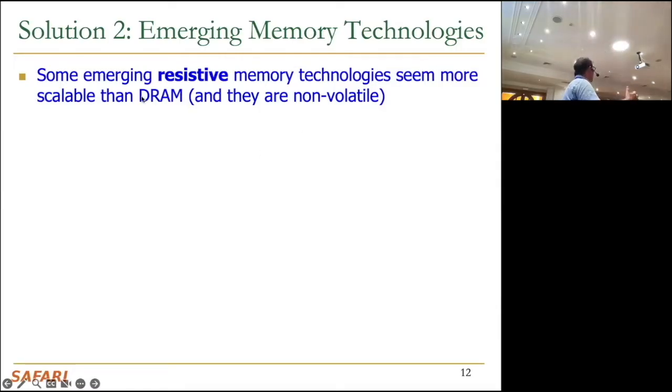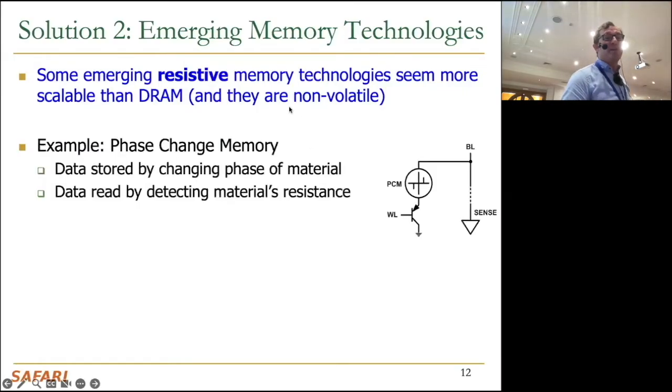A lot of them are resistive. They don't operate based on charge principles. So whenever you access one, you don't access a capacitor, for example. You check the resistance of a resistor or a magnet, etc. And these are non-volatile. I'll pick one of them, phase change memory.